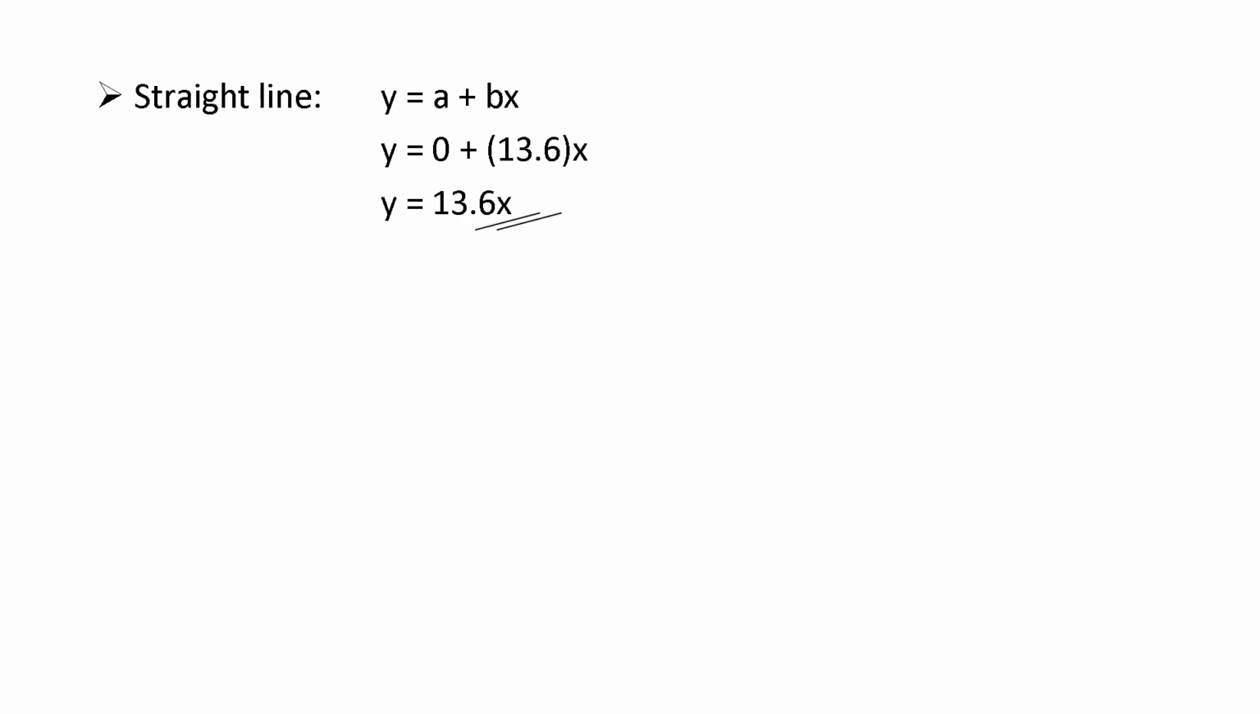Now fit the straight line. The straight line equation is y = a + bx. Now substitute the values for a and b. y = 0 + 13.6x. So the result will be y = 13.6x. This will be the answer. Hope this example is clear for you. This is just a simple example of how to fit a straight line if you are given a set of values.